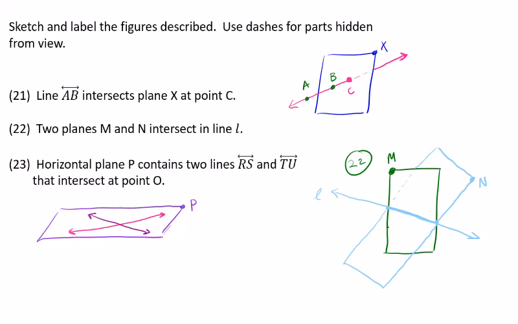Okay, and I forgot to label the points here. So we have one line that's RS, and the other line that is TU. Right, and then they intersect at point O. All right. So just being able to visualize these and understand what all these terms are, that's kind of the idea of these examples here.